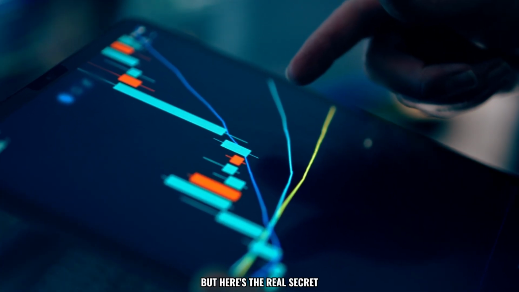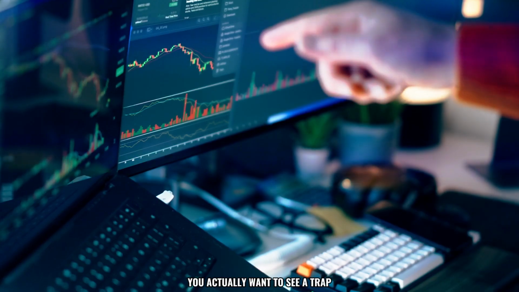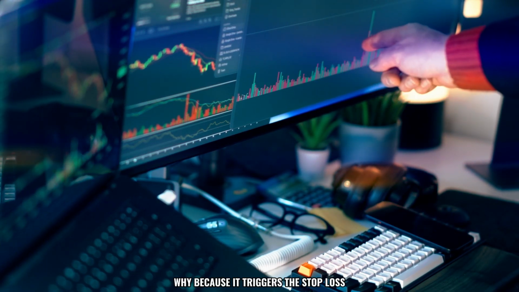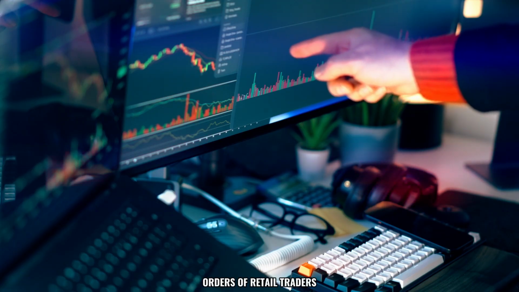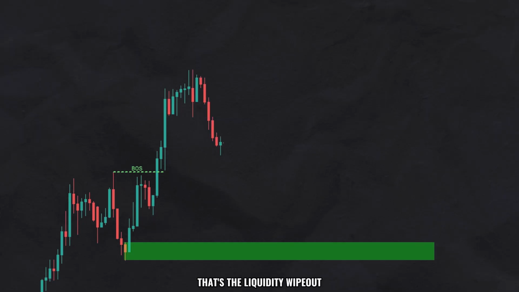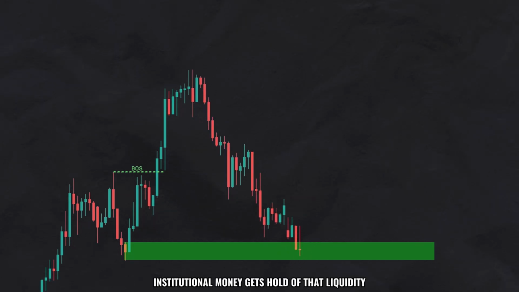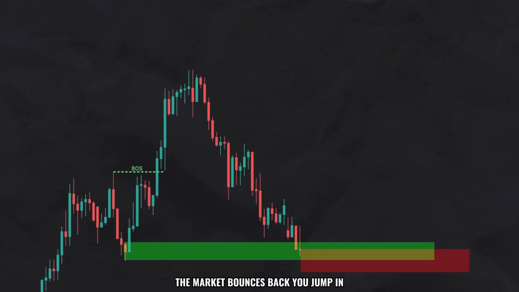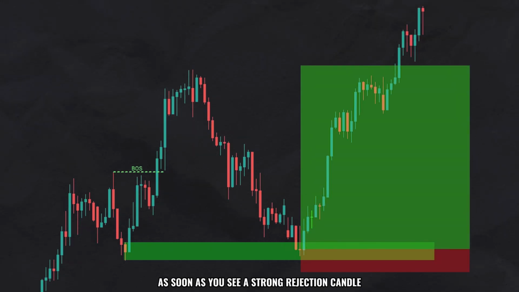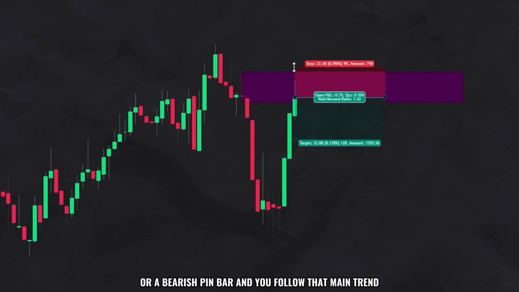But here's the real secret. You actually want to see a trap. You want the price to break the trend line momentarily. Why? Because it triggers the stop-loss orders of retail traders and tricks everyone into trading the breakout trend. That's the liquidity wipeout. As soon as institutional money gets hold of that liquidity, the market bounces back. You jump in as soon as you see a strong rejection candle, such as a bullish engulfing candle or a bearish pin bar, and you follow that main trend.